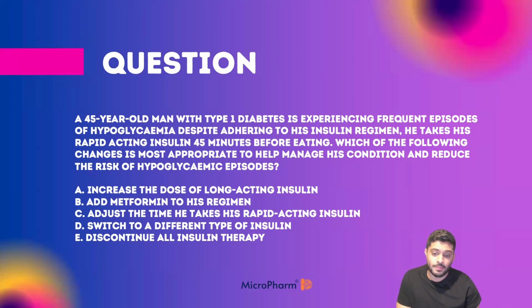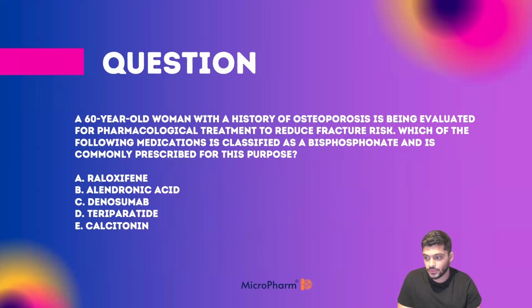So immediately before meals for rapid acting, and for short acting or soluble acting insulin, that would be like Humulin S, for example, that would be 15 to 30 minutes before food at least. But 45 minutes before it is essentially working out as too early for this patient, and that's why they're having hypoglycemic events. Okay.